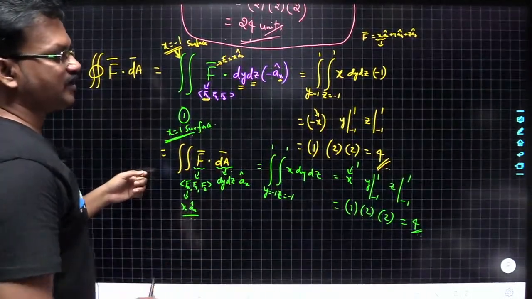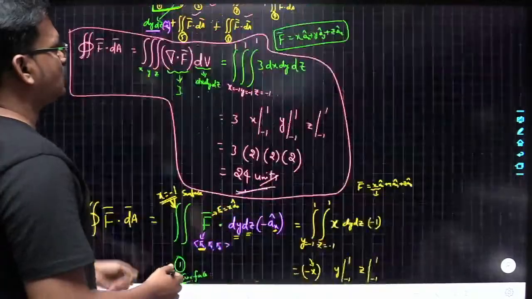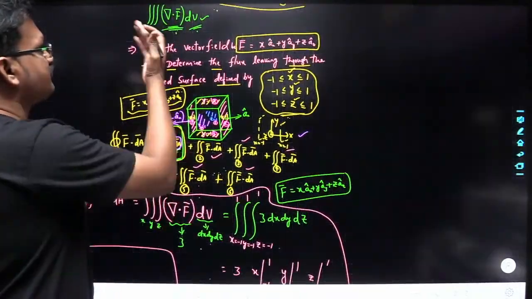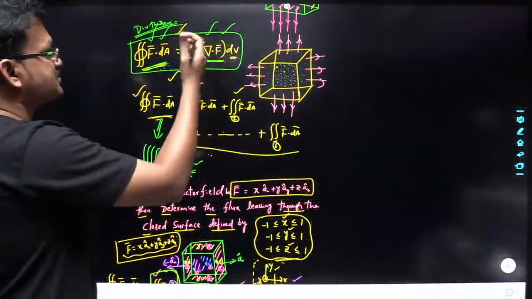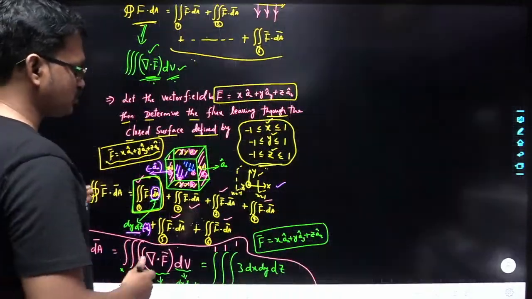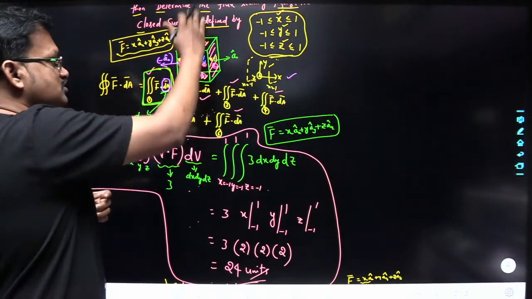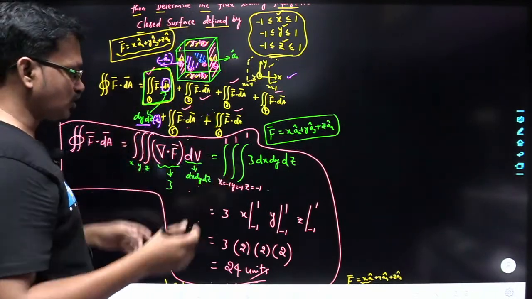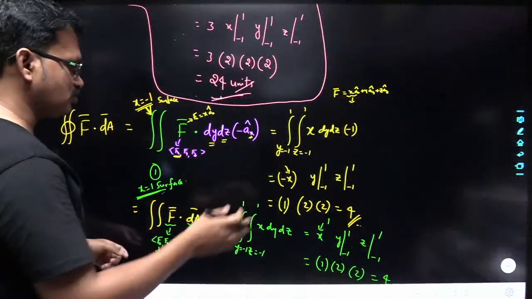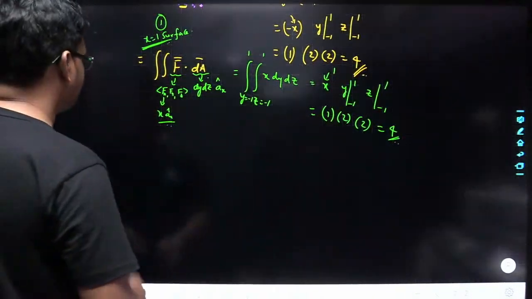If you want you can check here. So everywhere you are going to get what? The flux through the front surface is 4, the flux through the back surface will also be 4, the flux through this side surface is also 4, this also 4, this is also 4, this is also 4. So what is the total flux you are going to get? If you add up all those, finally you are going to get what?